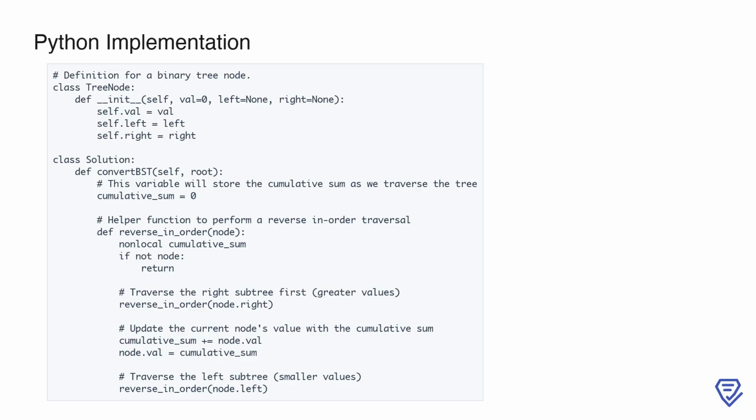Otherwise, we first traverse the right subtree to process the greater values. After that, the current node's value is updated by adding it to the cumulative_sum, and the cumulative sum itself is updated to include this node's value. Finally, we traverse the left subtree, which contains the smaller values.